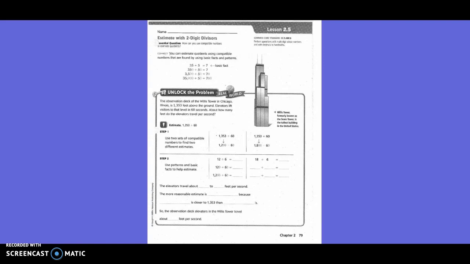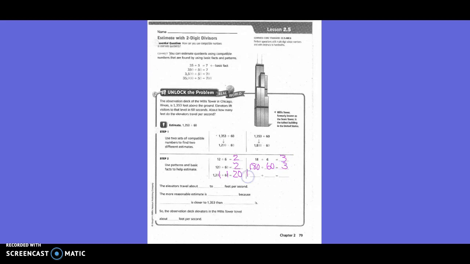So 12 divided by 6 is 2. 120 divided by 60 is 2. Because your zeros cancel each other out. 12 divided by 6 is 2. You have this zero cancel this zero out. So how many zeros? 1, right? 18 divided by 6 is 3. So then we would have 180 divided by 60 is 3.